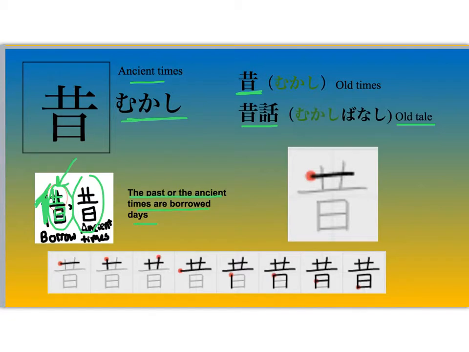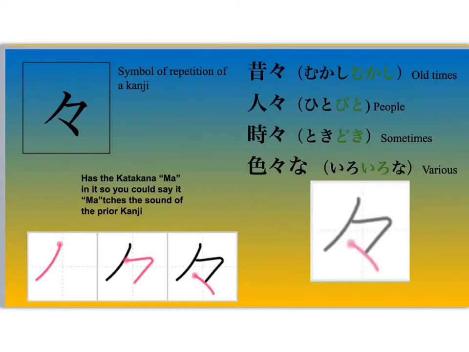And so the stroke order for this one is actually pretty easy. It's ichi, ni, san, shi, go, roku, shichi, hachi.